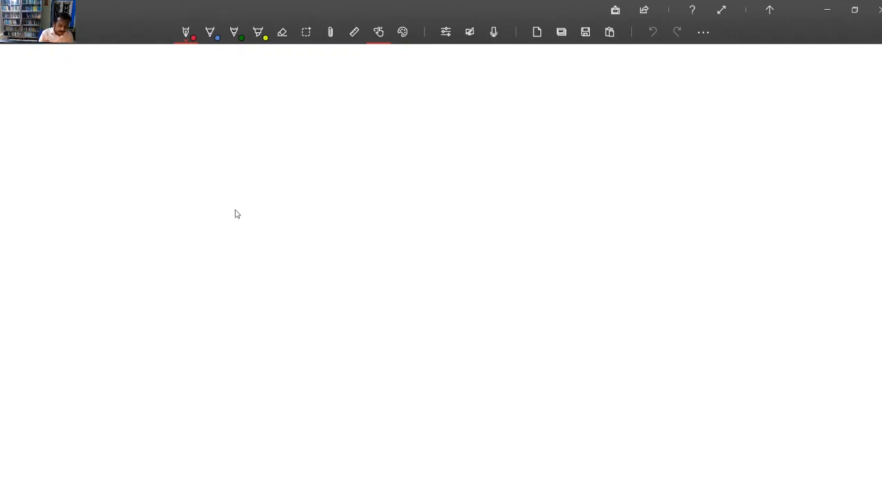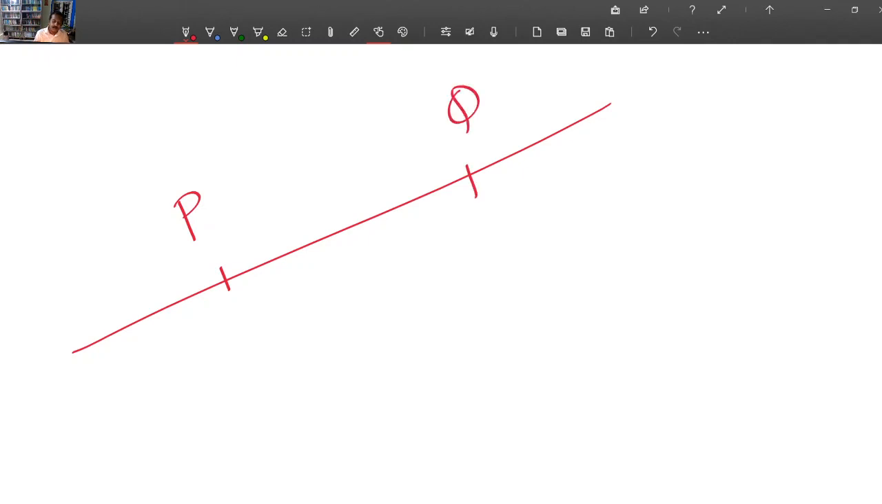So we have to parameterize the segment. So you have the line L, and you have the point P, and you have the point Q, and P is the point minus 3, 2, minus 3, and Q is the point 1, minus 1, 4.